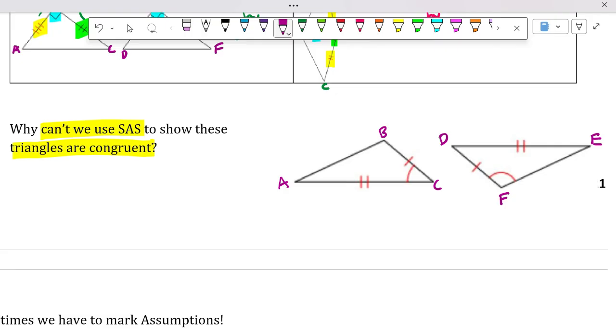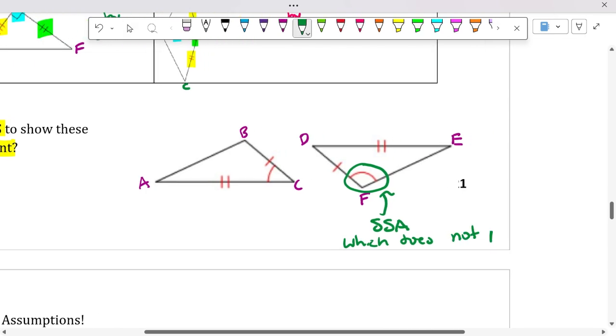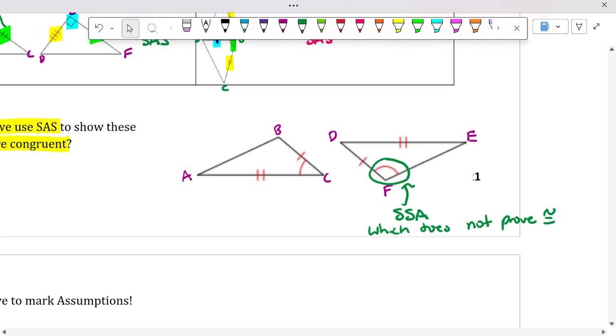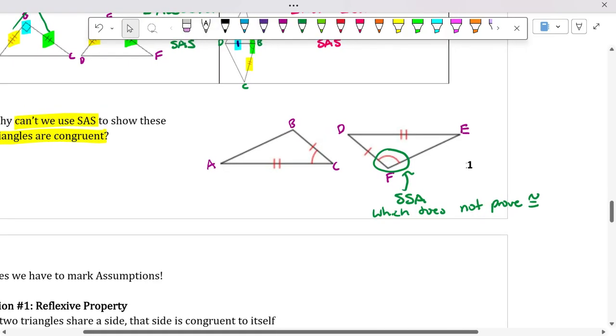All right? So it's because of this triangle right here. The angle is not between the two sides. So this is technically SSA, which does not prove congruency. So SSA, just remember what it is backwards, never going to work with congruency, ever.